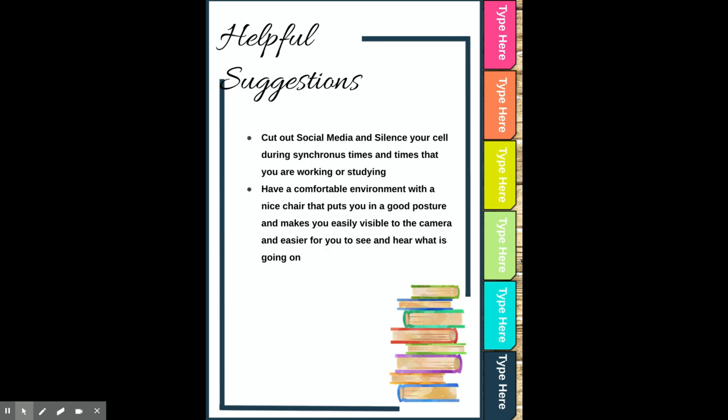Some other suggestions: cut out the social media during synchronous instruction and silence your cell during synchronous instruction so you're not tempted to keep picking it up and looking at it. And again, try to pick a place where you can work and study quietly. Have a comfortable environment with a nice chair, a chair that sits you upright and you can see what's going on. That puts you in a good posture. We don't want anybody to have any back or neck problems from having to lean over and bend all the time. And also pick a place where you're going to be easily visible to the camera and it's easier for you to see and hear what is going on. So those are just a few suggestions.